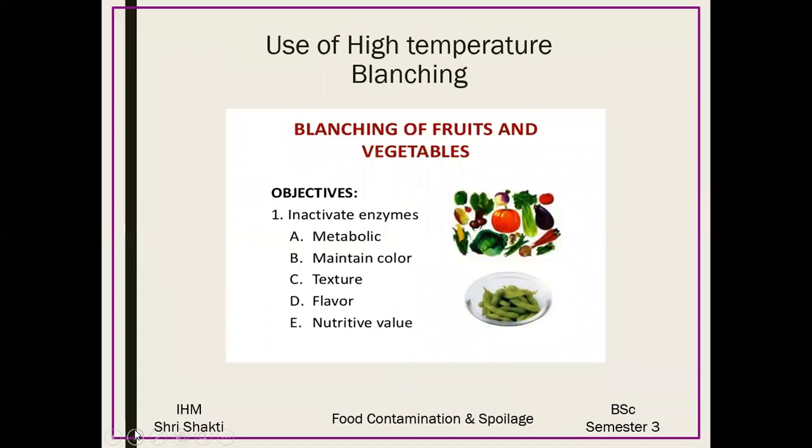Use of high temperature. In high temperature, we'll talk about blanching, sterilization, commercial sterilization, and pasteurization. So let's start with blanching. You're inactivating the enzymes, which are the cause of enzymatic reactions. So when you blanch vegetables, you are preserving the color and, at the same time, the nutrients.